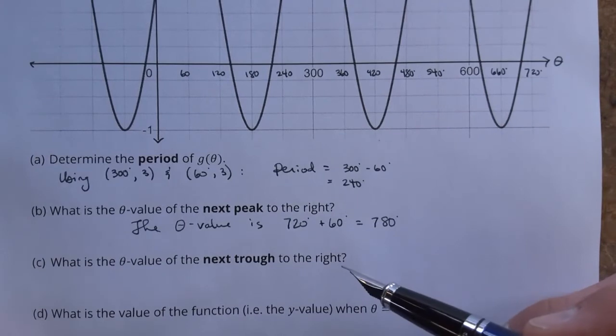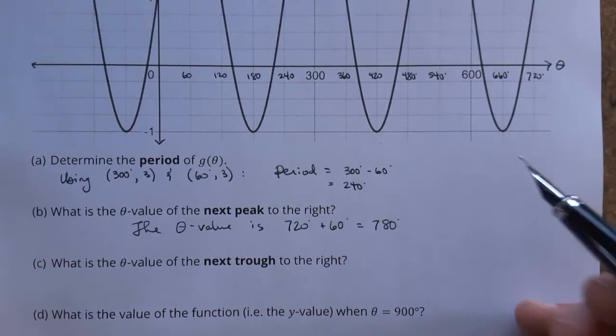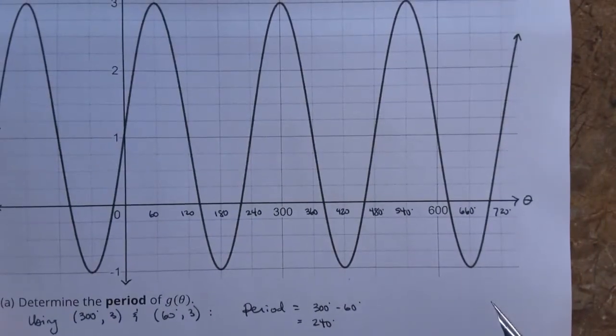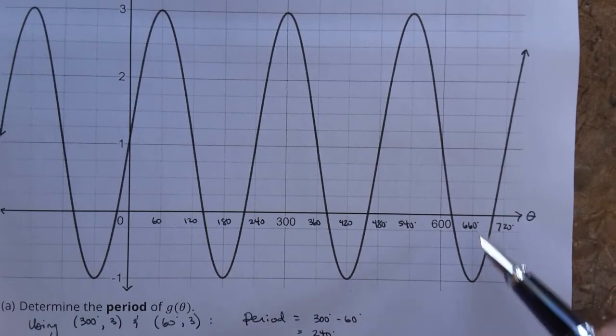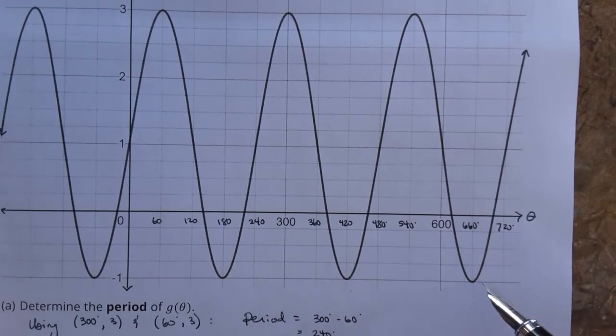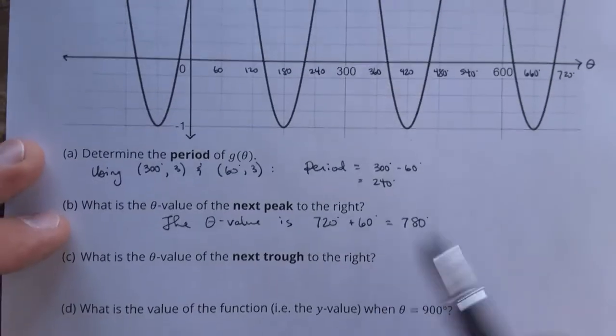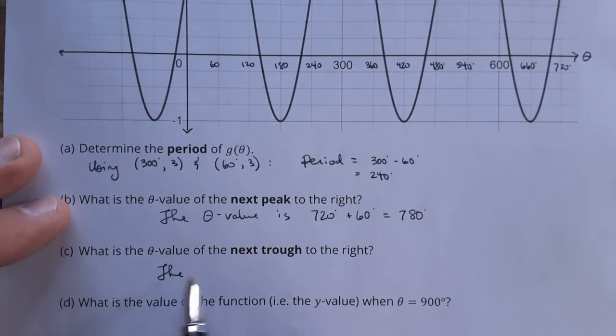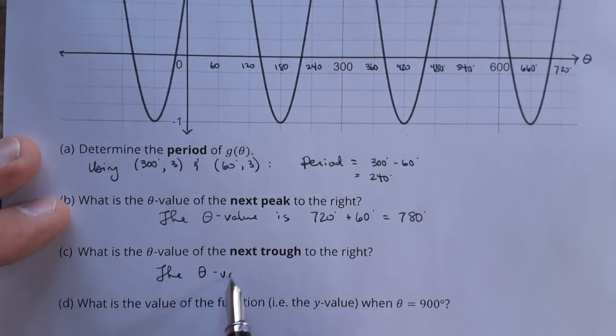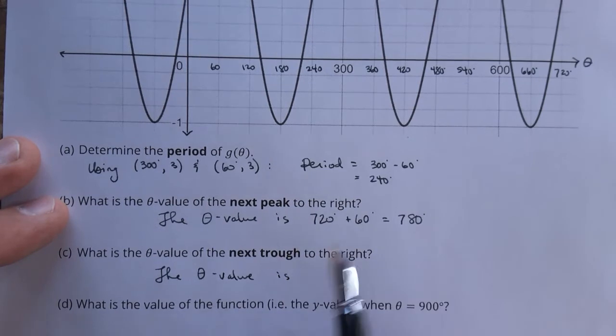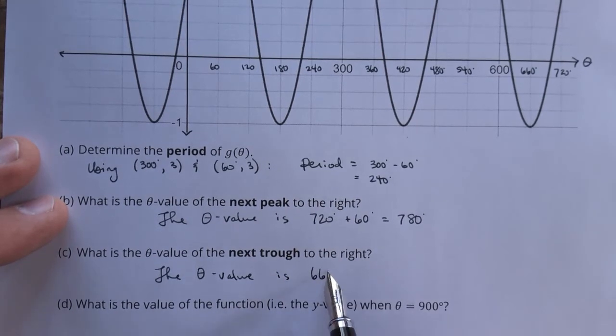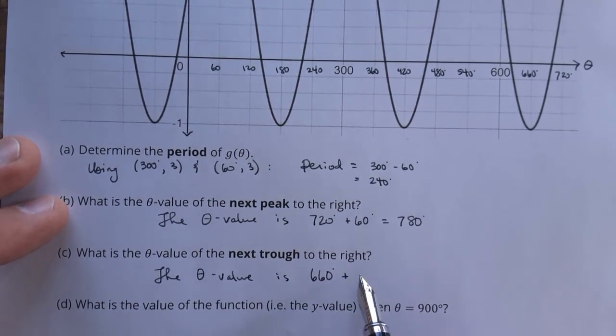So what is the theta value of the next trough to the right? We're going to do this slightly differently. I'm going to find a trough, this one right here. There's one at 660, and I'm going to add the period onto that value. So a little different approach. The theta value of the next trough is the last trough we had plus the period. So 660, that'll be 900 degrees.